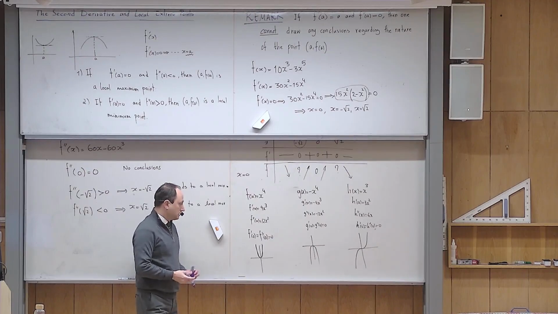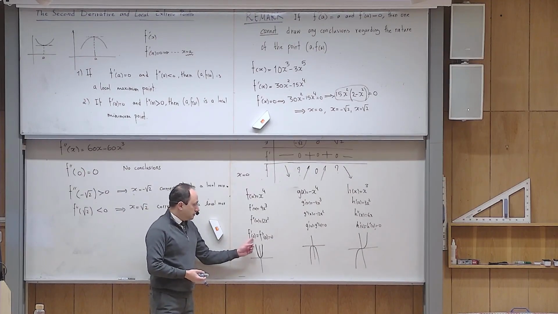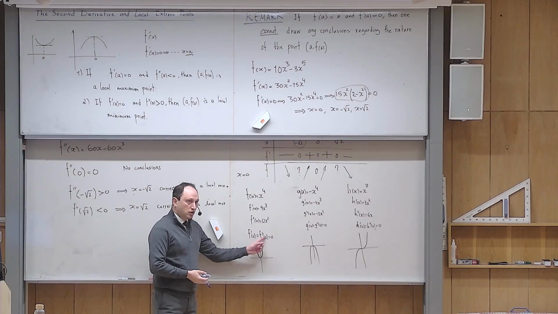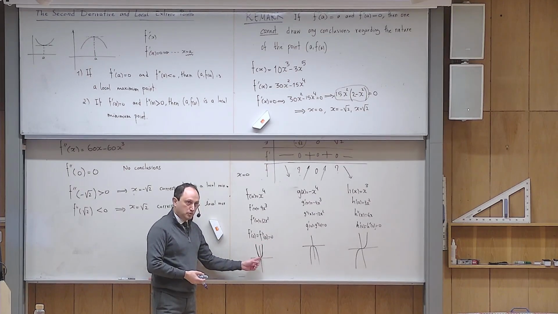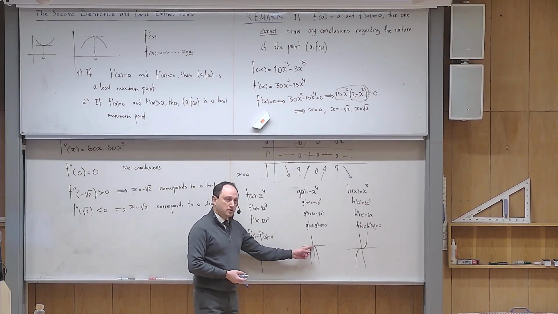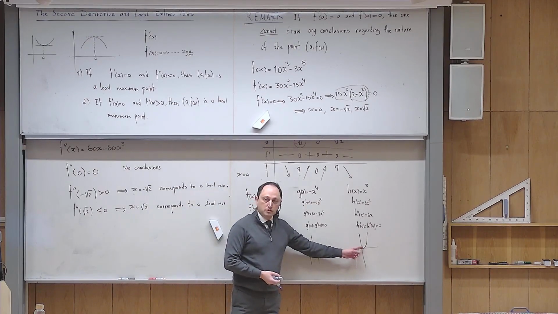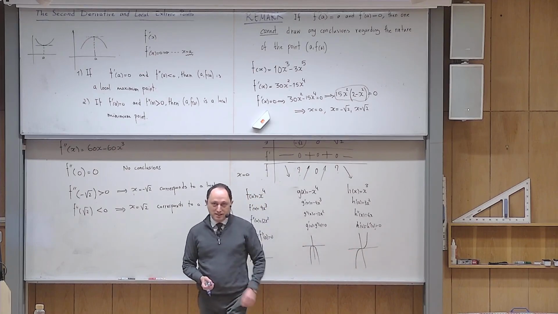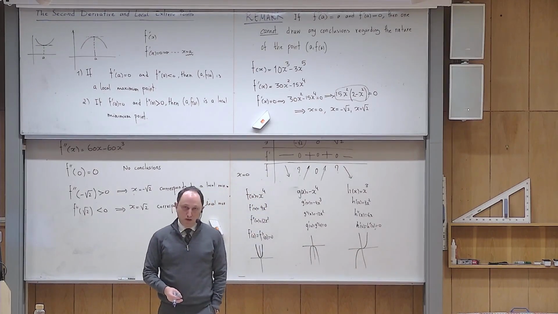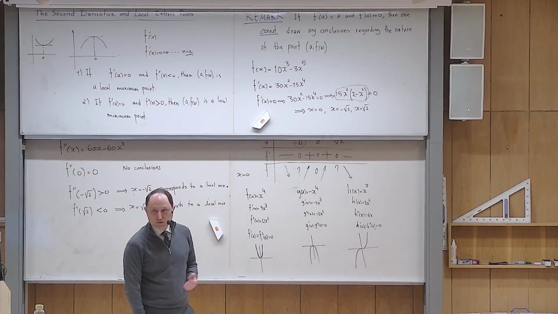And then you see that if the first derivative and second derivative are 0, the point that you see might be a minimum, it might be a maximum, or it might be a terrace point. So really the test is inconclusive. So you cannot draw any conclusions if this unfortunate situation occurs. Yes?